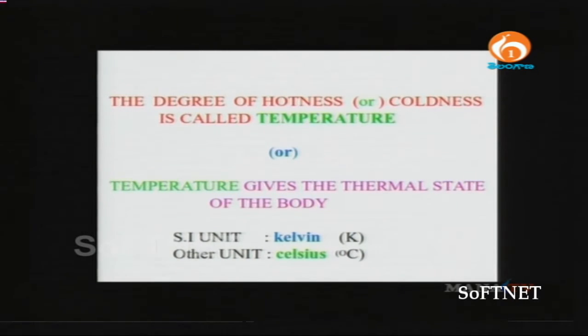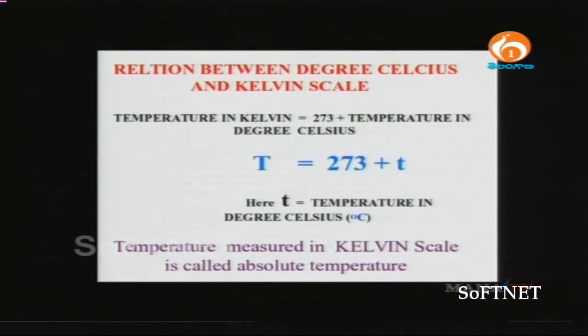Temperature can be defined as the degree of hotness or coldness. The SI unit is Kelvin and another unit is degree Celsius. Temperature gives the thermal state of the body. Relation between degree Celsius and Kelvin scale: temperature in Kelvin scale is equal to 273 plus temperature in degree Celsius, that is, capital T is equal to 273 plus small t, where small t is the temperature in degree Celsius. Temperature measured in Kelvin scale is called absolute temperature.